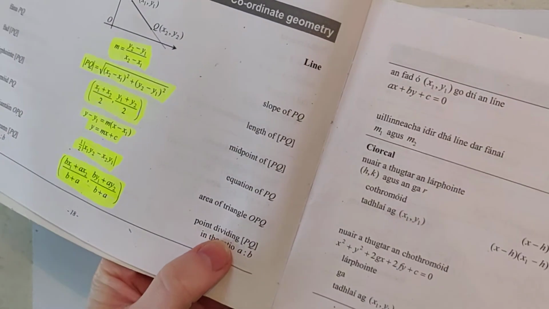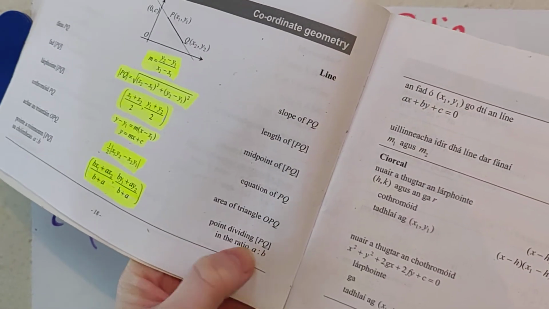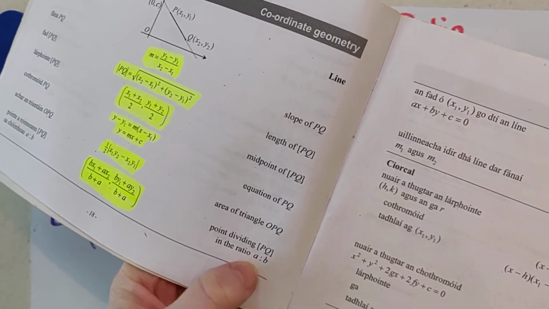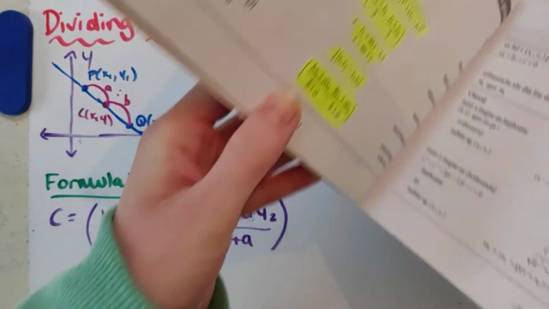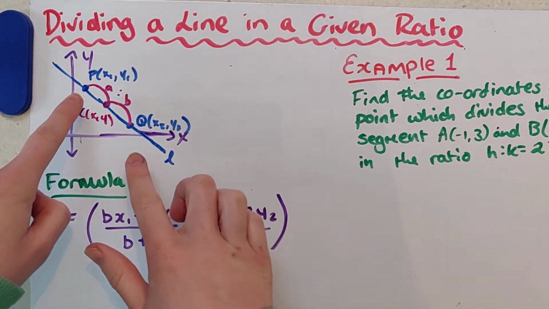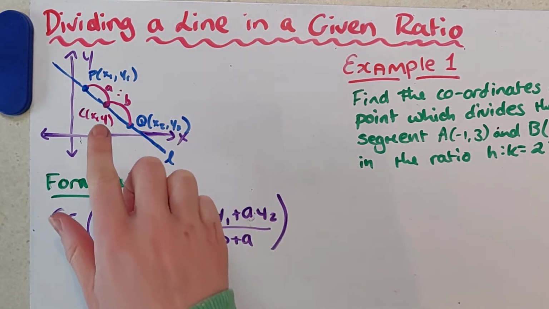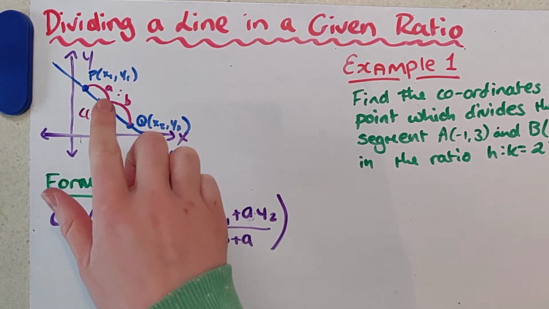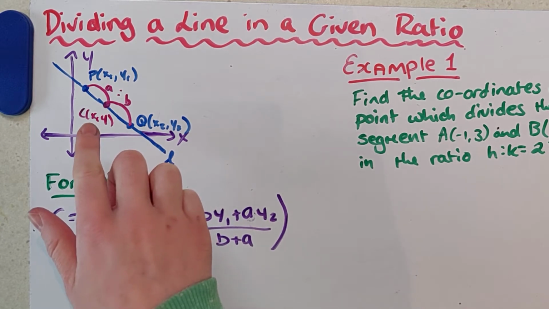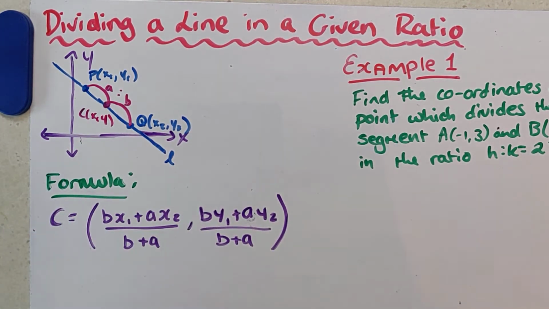You can also see in the description on the right, it says point dividing PQ in the ratio a is to b. So it tells me what each of the letters mean in the formula. Now, as you can see from the diagram, P and Q are 2 points, where P is (x1, y1) and Q is (x2, y2). It's dividing the line in the given ratio a is to b, which will result in the coordinate C, which is (x, y). So that's why we can say the formula: C is equal to (b·x1 + a·x2) over (b + a), and (b·y1 + a·y2) over (b + a).